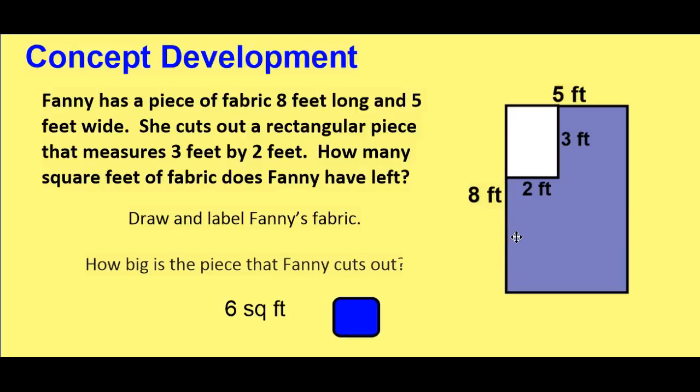And once we take that away from the total area, that's going to tell us how much she has left over. So what we need to do now is find the total area of this entire rectangle, and we know that the entire rectangle is 8 feet by 5 feet. So we know that all we're going to have to do is 8 times 5, and that will give us the area for the entire rectangle. So what I want you to do now is solve 8 times 5 to find the area for the entire rectangle, and once you have that done, you may push play.